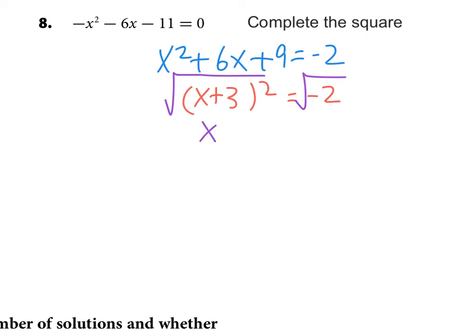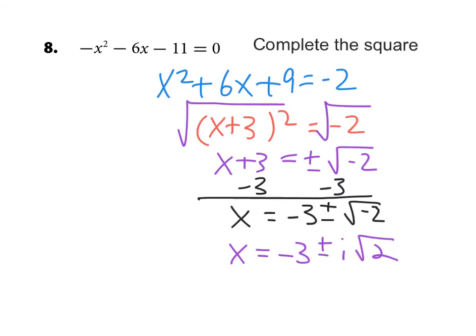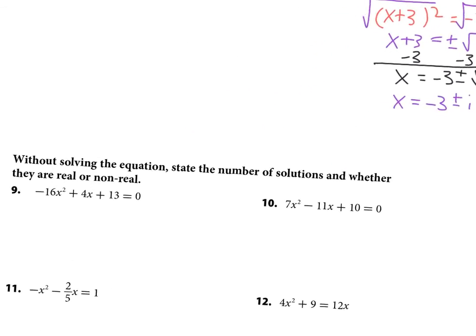So now we have x plus 3 equals plus or minus radical -2. So you subtract 3 from both sides and you're left with x equals -3 plus or minus the square root of -2, which is now going to become an imaginary number. So -3 plus I radical 2, or -3 minus I radical 2 is your final answer, and that problem's done. So now let's zoom out. Let's look at the next part here.